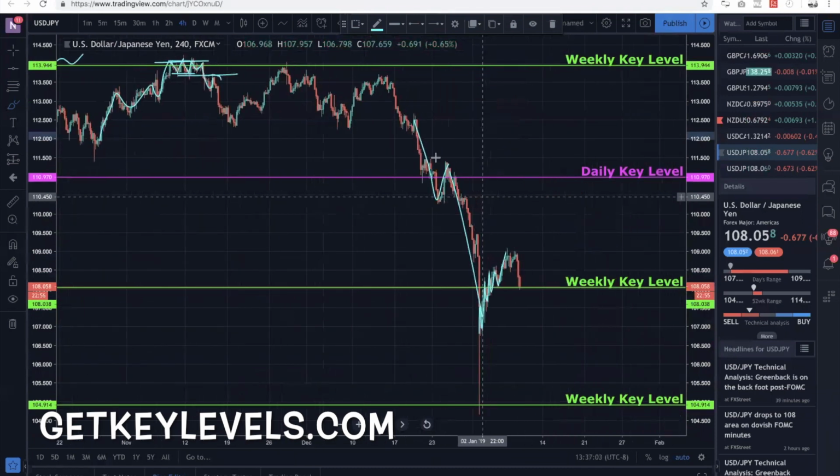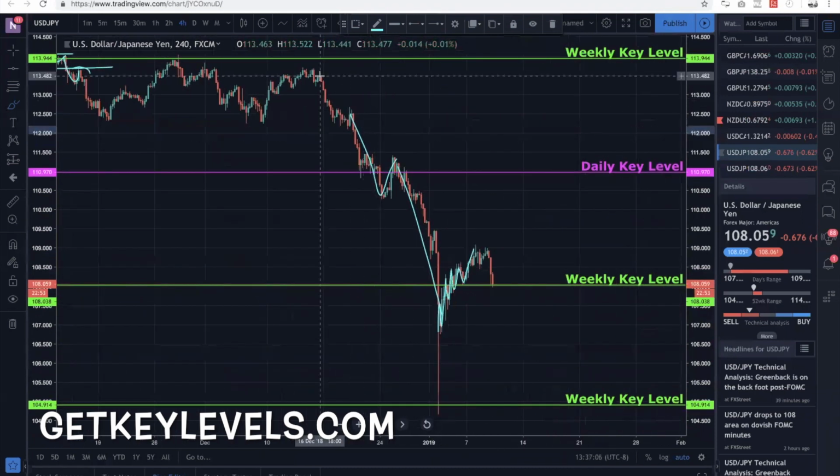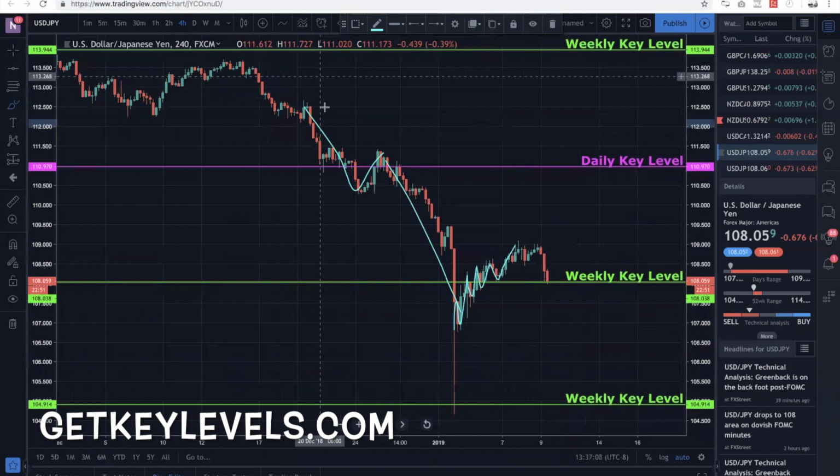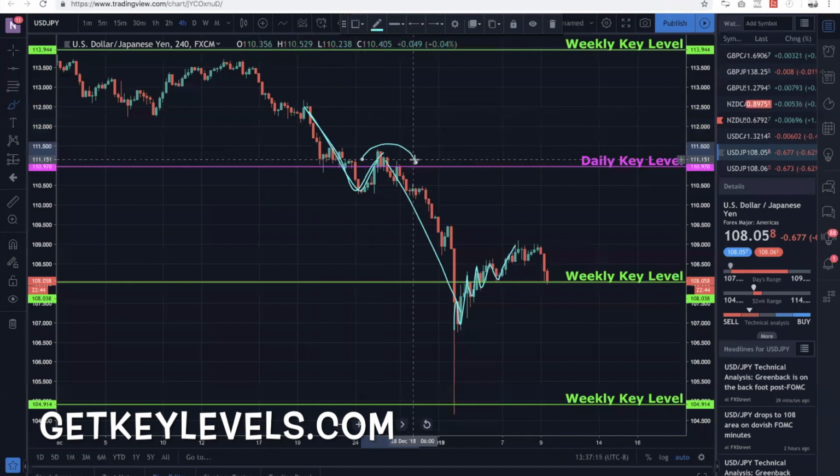Right here, it actually did the same exact thing. Overall, printing a lower low, and this lower high actually went and tested this daily key level, and that could be an added selling confirmation, okay? So with that, that is the overview of the daily and weekly key levels and how you can go ahead and look for market structure in these areas to find really big moves and huge opportunities in the market at major areas of support and resistance.